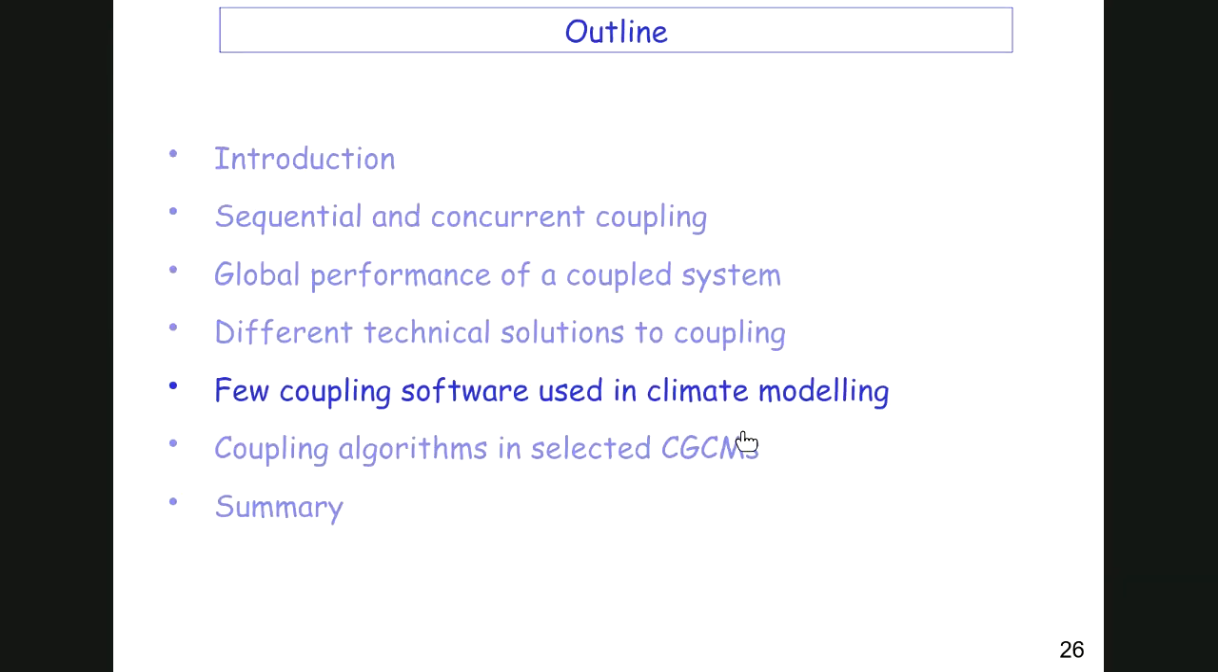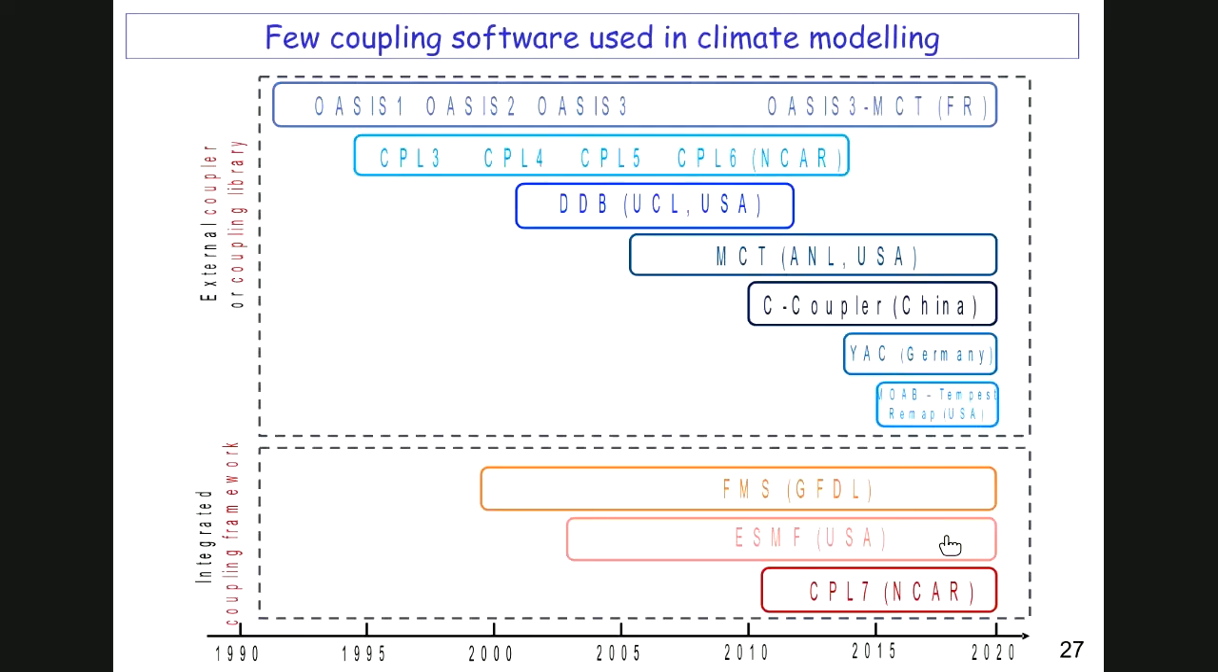So now I will go over a few existing coupling software that are used in climate modeling, and this will give you an illustration of those two categories of coupling software: either the integrated coupling framework or the coupling library approach.